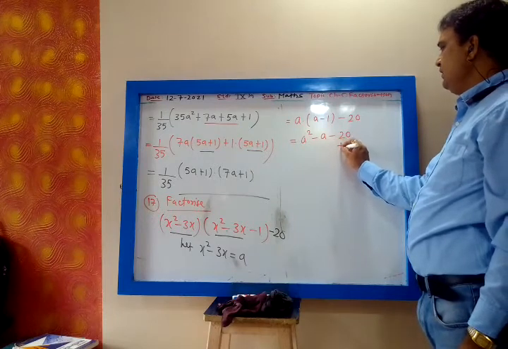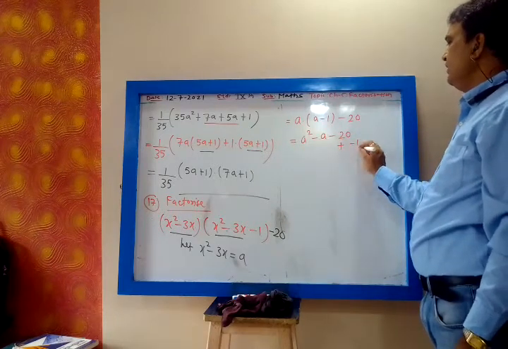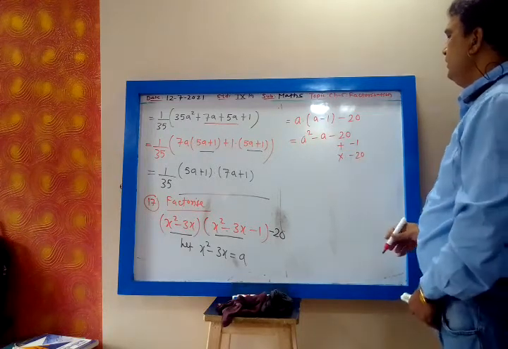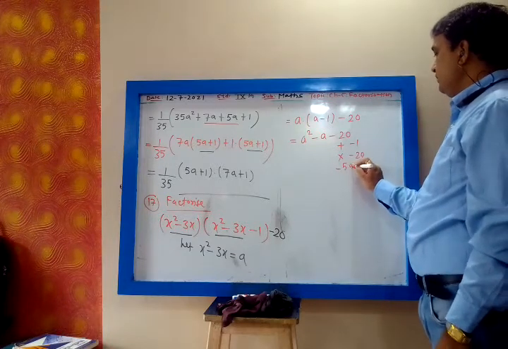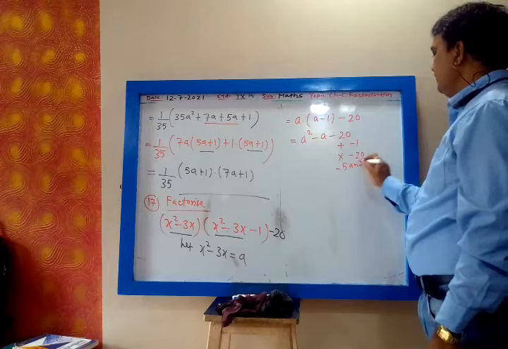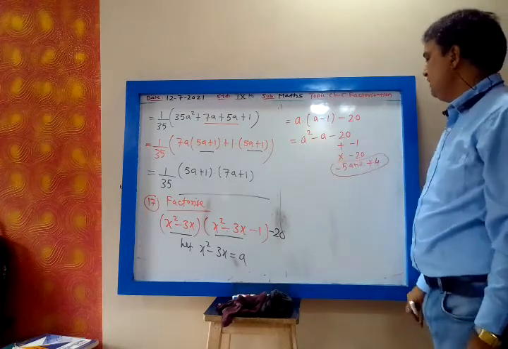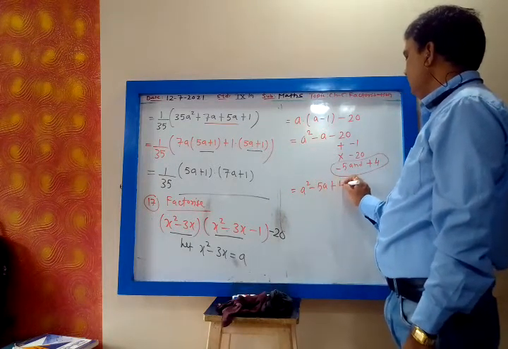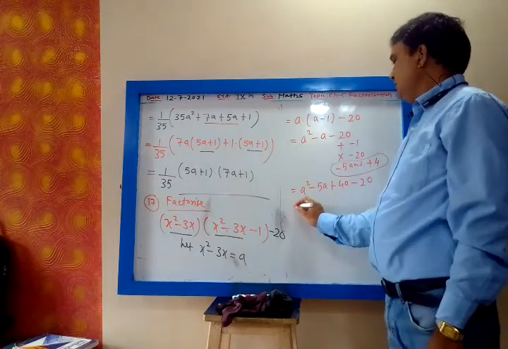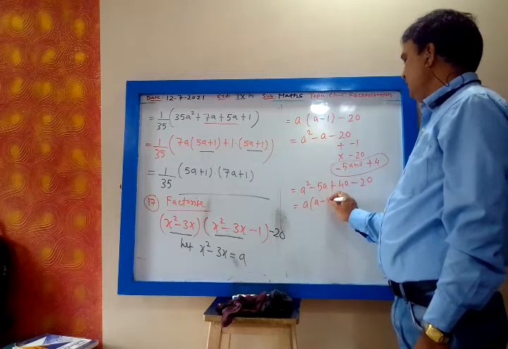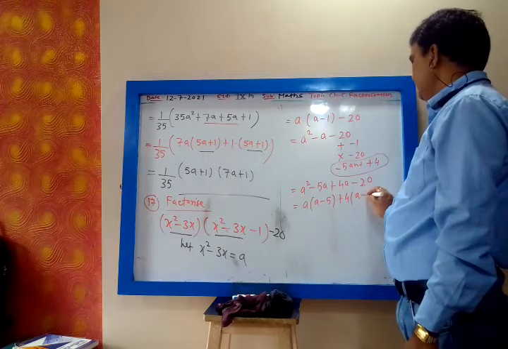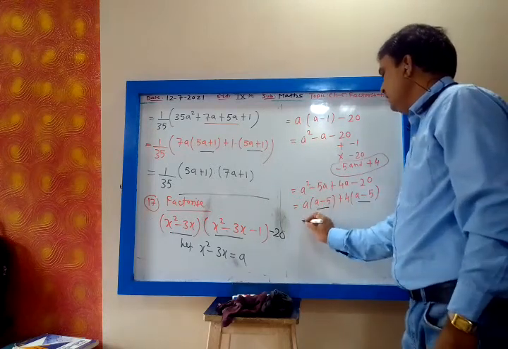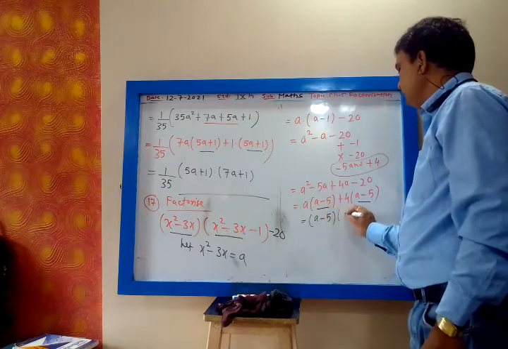Find two numbers whose sum is minus 1 and product is minus 20. So find minus 5 and plus 4. When you add, you will get minus 1. When you multiply, you will get minus 20. So this becomes a square minus 5a plus 4a minus 20. Okay, so this becomes a into a minus 5 plus 4 into a minus 5. a minus 5 is common. That is a minus 5 into a plus 4.